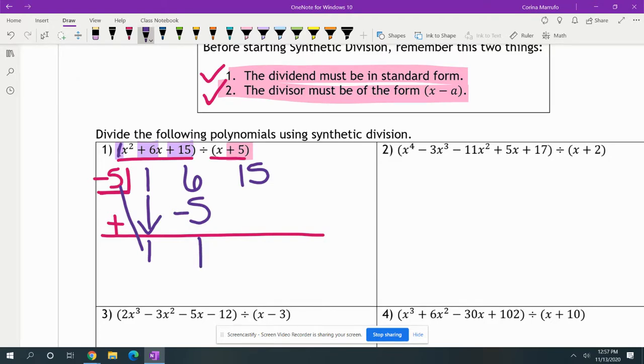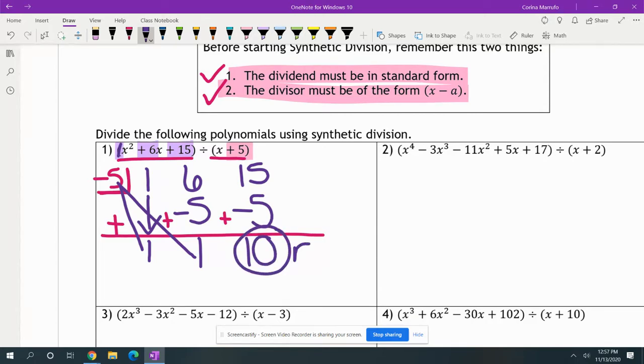Okay, then once you get that, you're going to go ahead and multiply again. Negative 5 times 1 gives us negative 5 again. And then we're going to add. Okay, you add 15 plus negative 5 gives us positive 10. Okay, this last number here is your remainder.